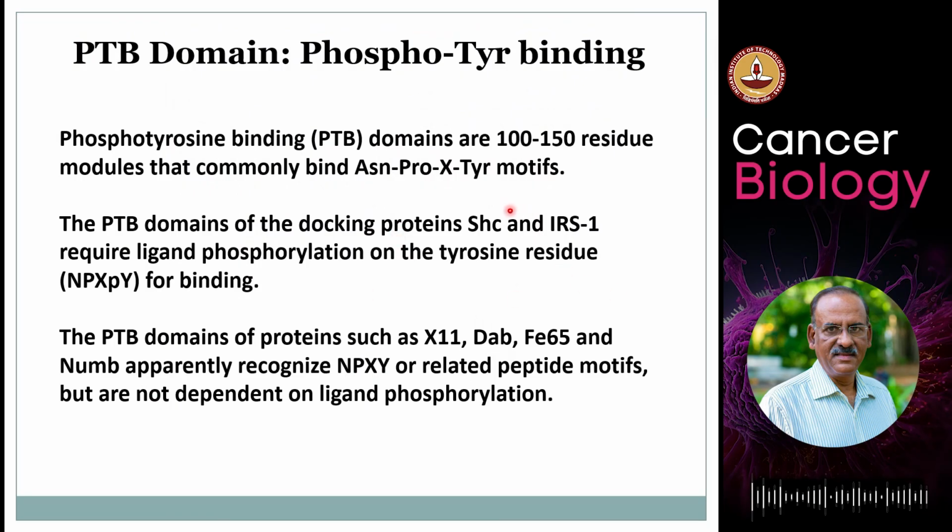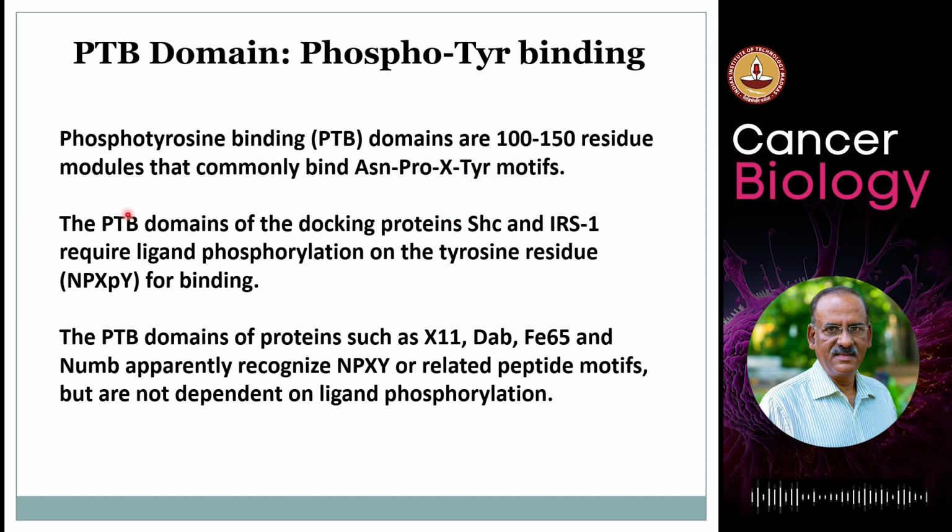Then we are now talking about different domains, the so-called phosphotyrosine binding domain. Again, it is about 100 to 150 residue containing domain, and they commonly bind this particular motif. This is asparagine, proline, X, where X means any amino acid, and tyrosine. So this motif must be there for it to bind. The PTB domain will bind only to this particular motif where there is tyrosine also.